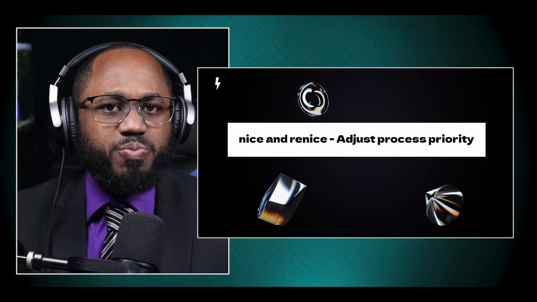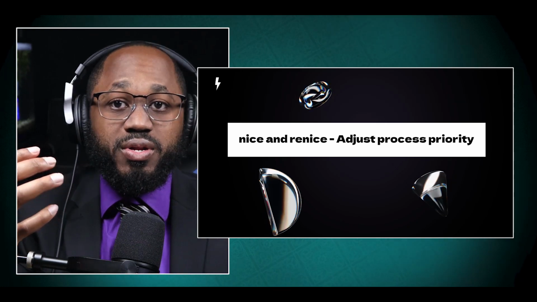Performance tuning. You have the nice and renice, right? Which adjusts process priority. Nice starts a process with modified scheduling priority. Renice alters the priority of an already running process, right?